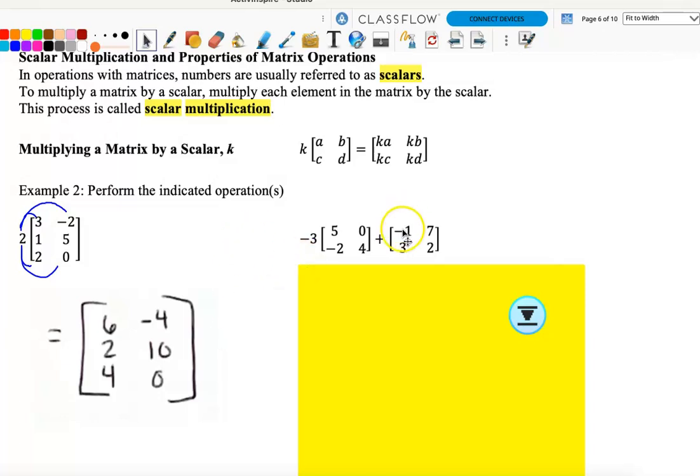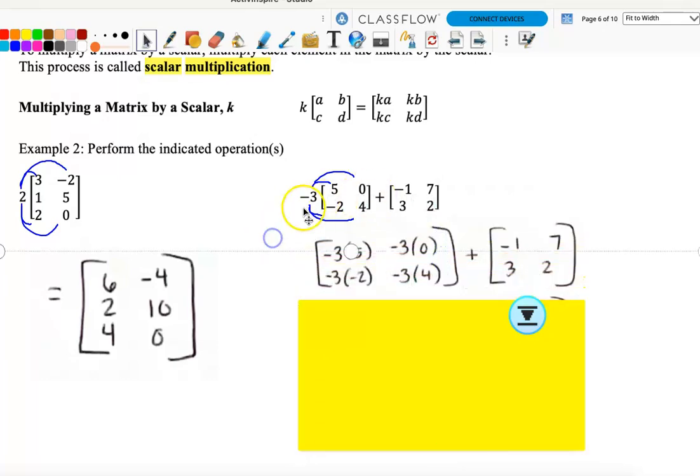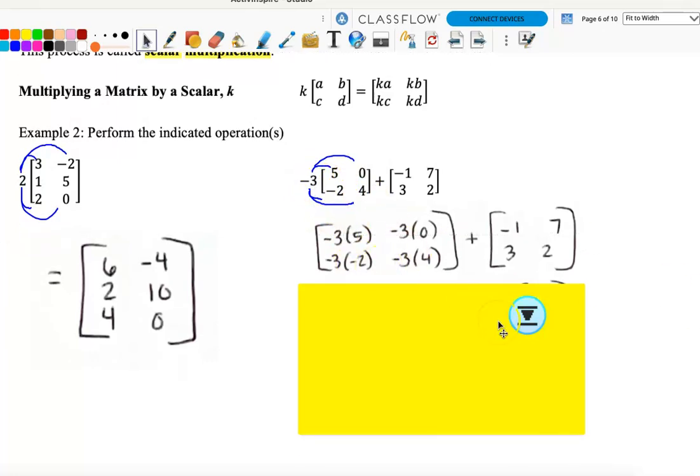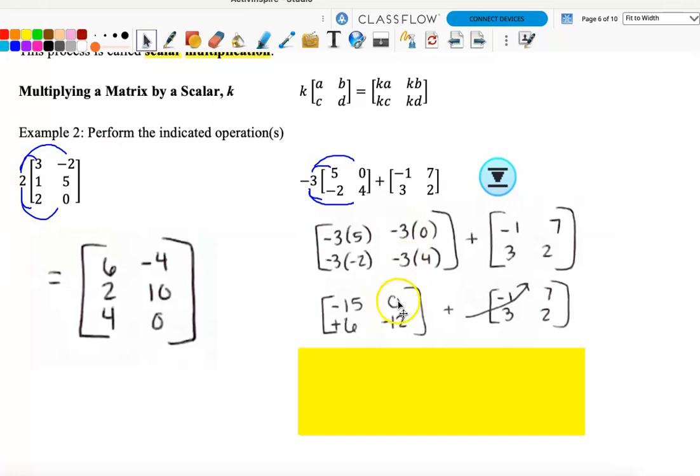Now they can add a level of difficulty by adding and multiplying. So first you're going to need to distribute this -3 to just this matrix because it's not in front of the other matrix. And then once you get an answer to this one, then you will add it to the second matrix. So -3 times 5, I'm going to show my work, -3 times 0, -3 times -2, -3 times 4. If you don't need to show that step, you do not have to. But we would get -15, a 0, a +6, and then -12.